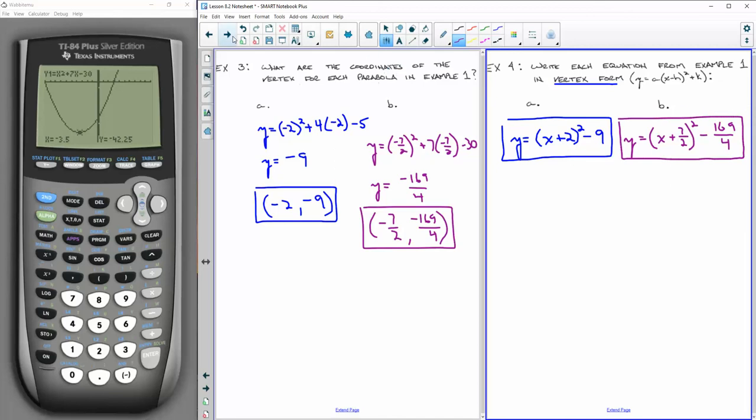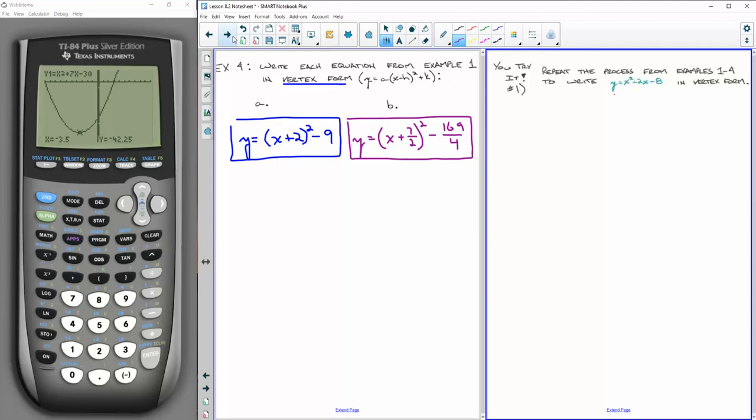All right, so why don't you guys hit the pause button and repeat those steps on this equation that says y equals x squared minus 2x minus 8. Once you hit the pause button, and when you're done, fire the video back up and see if your work matches mine. All right, here we go.